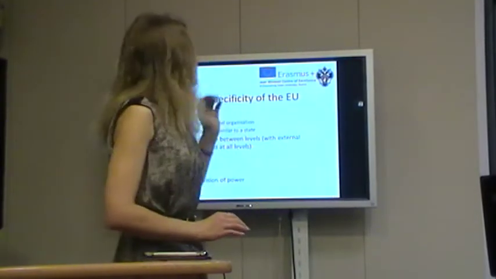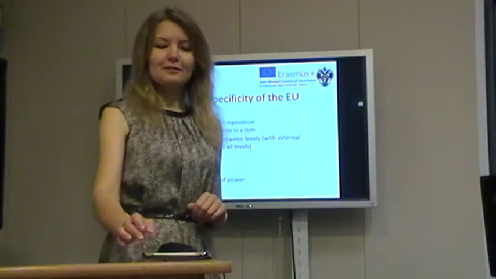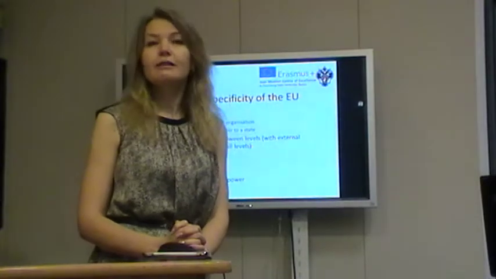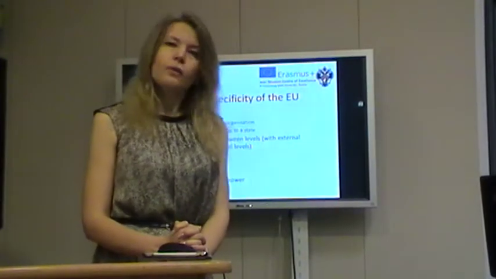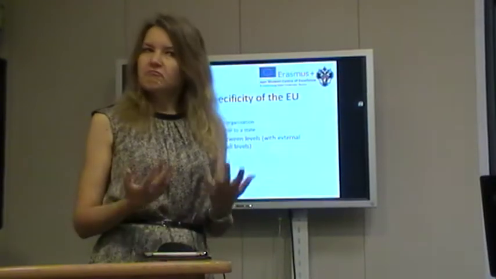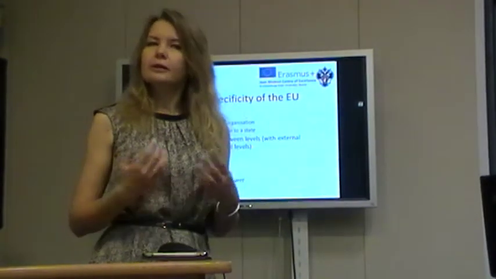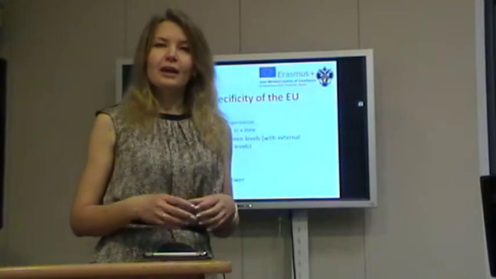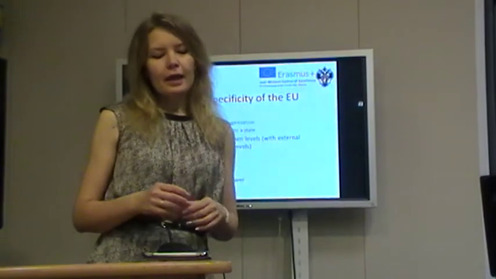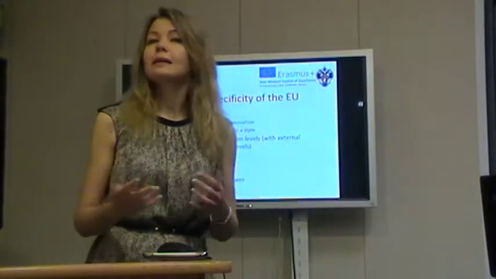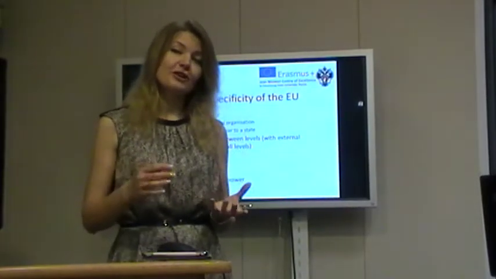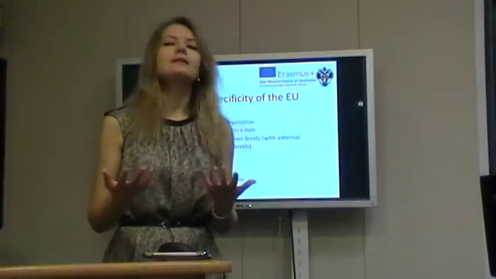Okay. Continuing the talk about the specificity of the European Union, we have to remember that the European Union has a dual nature. On the one hand, it's an international organization, and it is based on international treaties which are signed and ratified by every member state of the European Union. And then on the other hand, the European Union is a political system, and therefore it has many features which equate it to a political system.